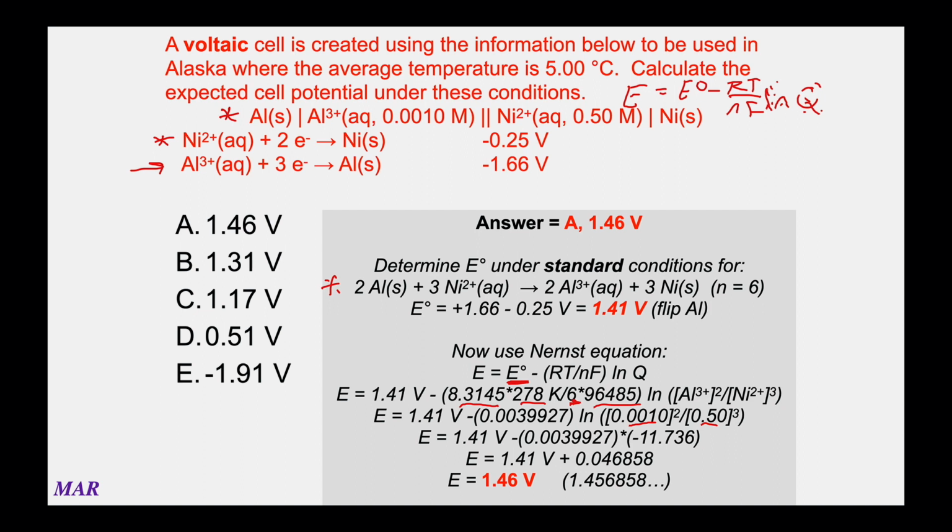So at this point, it just becomes a lot of math, all right? The final value here for E, 1.46 volts. So if you got that number, you are good to go. So under these non-standard conditions, the reaction actually became more spontaneous, more product favored.